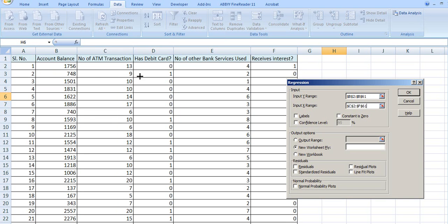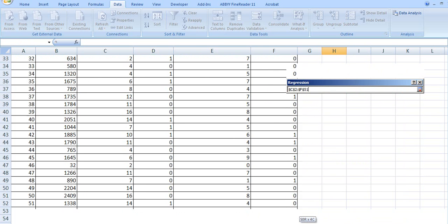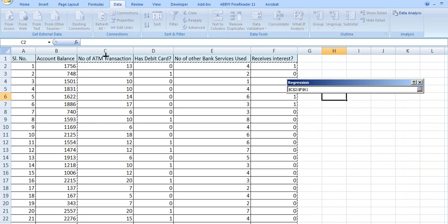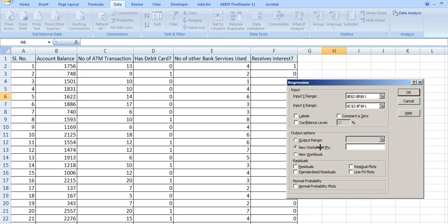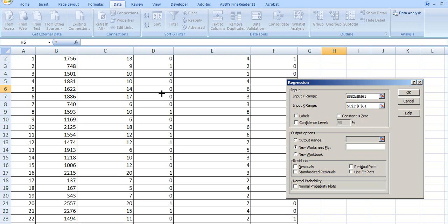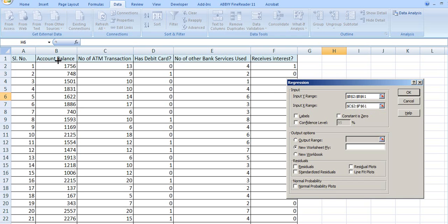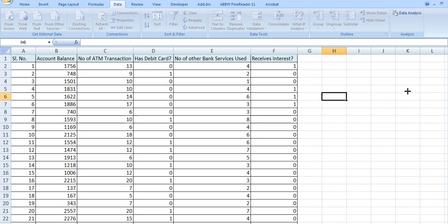So the input X range here will be these values. Here what I am saying is our account balance is dependent on the number of ATM transactions, debit card, other services used, etc. So there are 4 independent variables over here. Please note that the value I have selected was B2 to B61. That means the first label was not selected, so I would not select the label, and I would bring the output in a new worksheet and press OK.